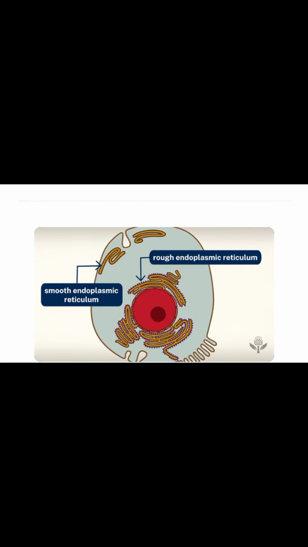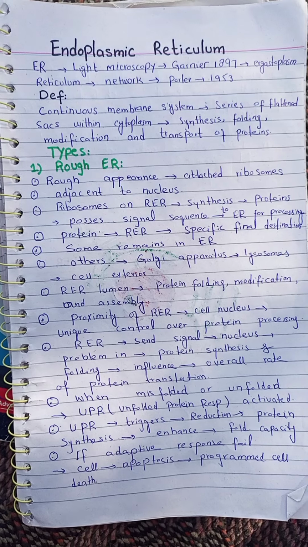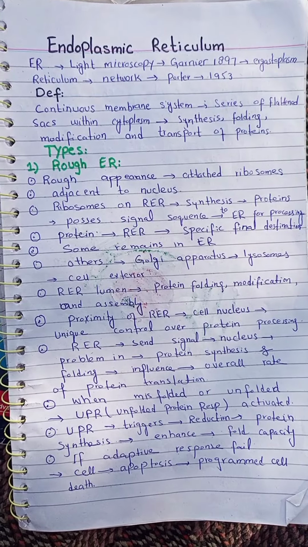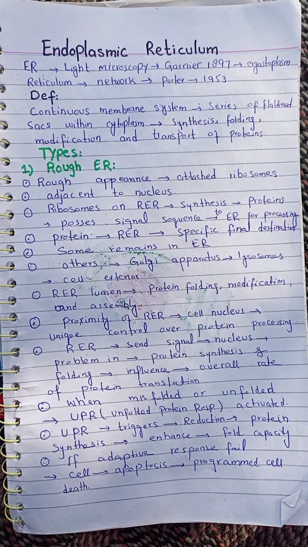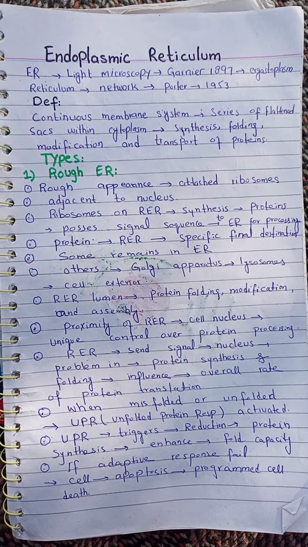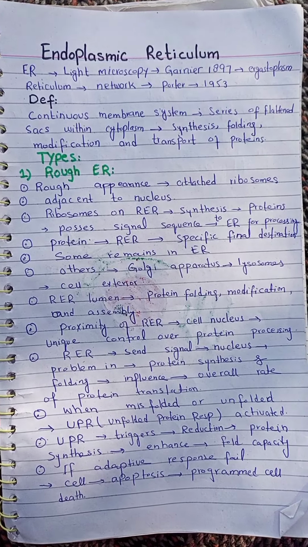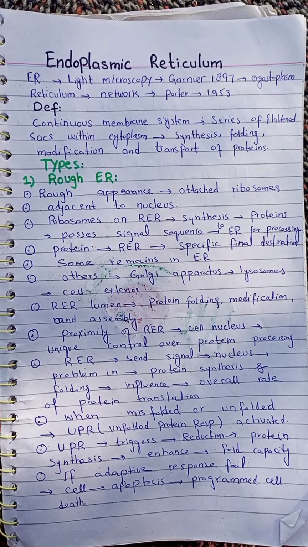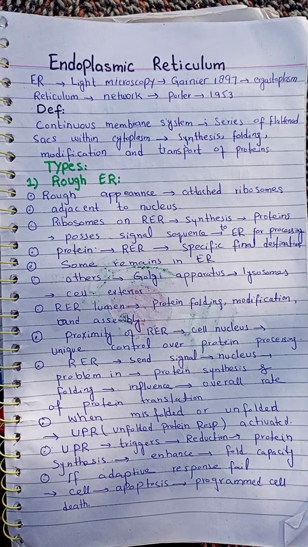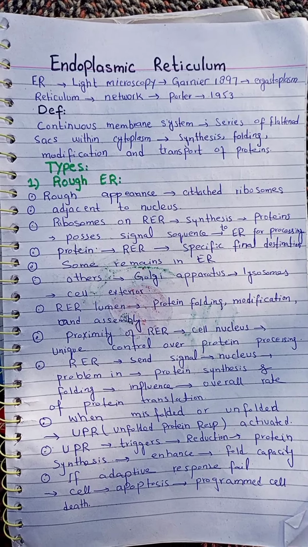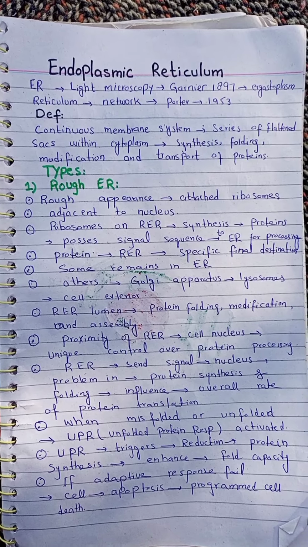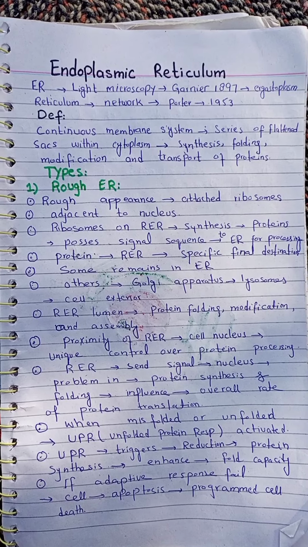In this image we can see there are two types of endoplasmic reticulum: smooth endoplasmic reticulum and rough endoplasmic reticulum. Endoplasmic reticulum was first discovered by Garnier in 1897 with the help of light microscopy. He named it ergastoplasm. Then the term reticulum was coined by Porter in 1953. Reticulum means network.